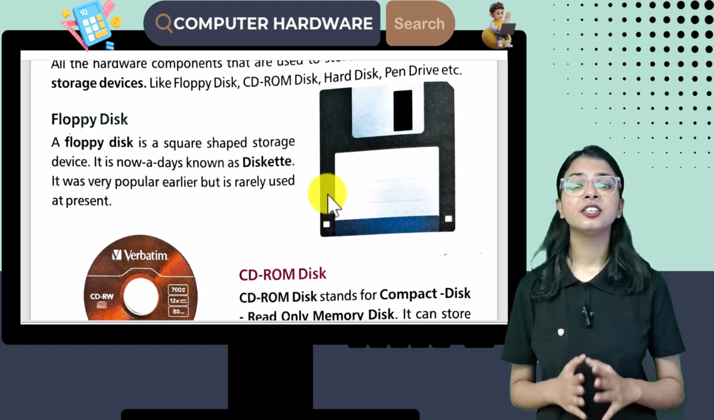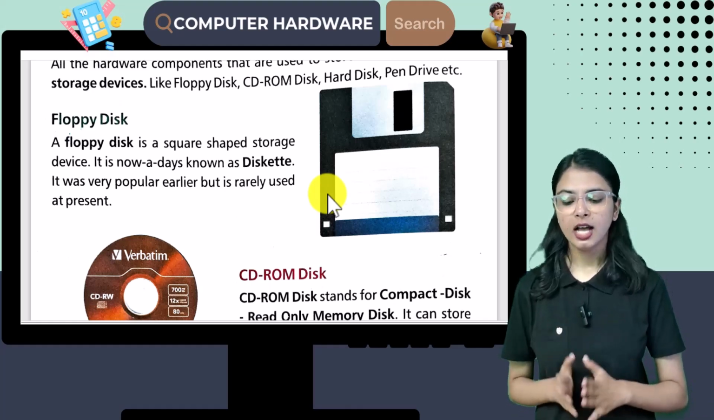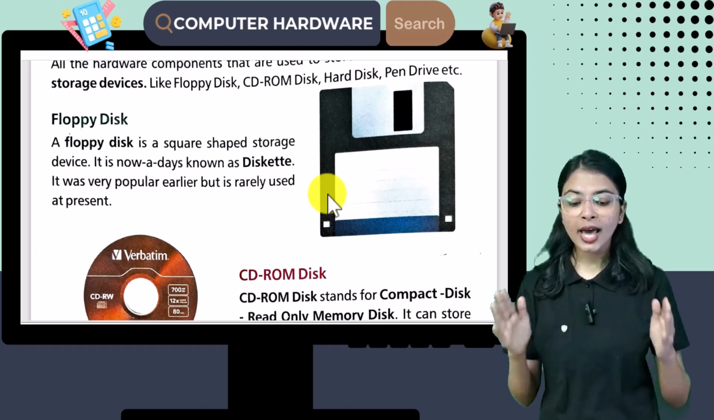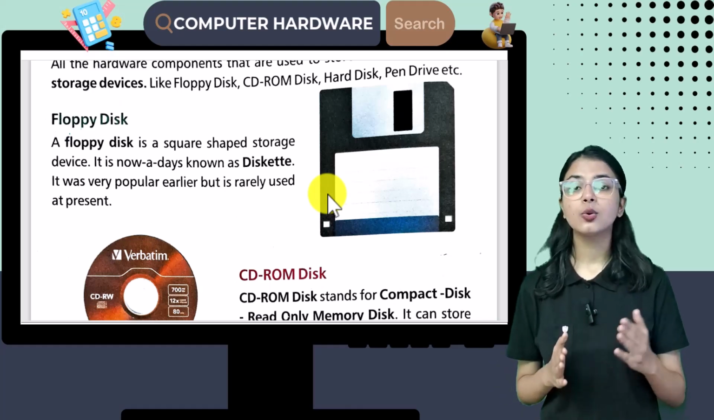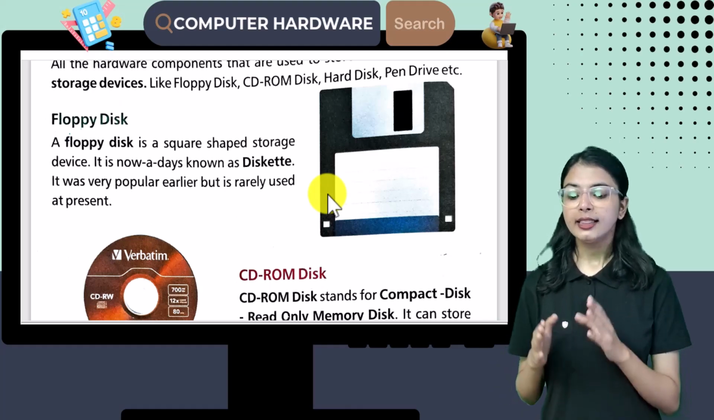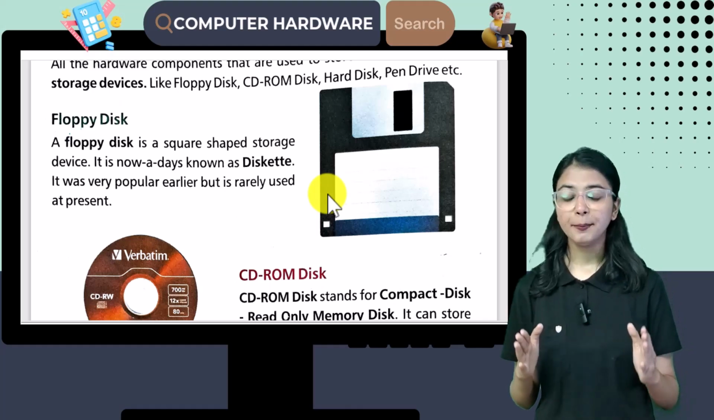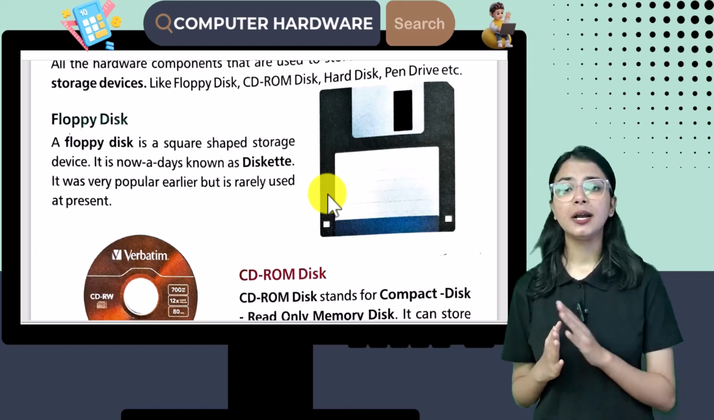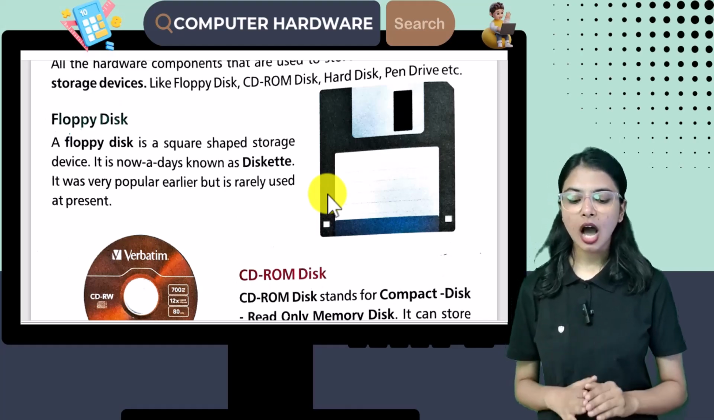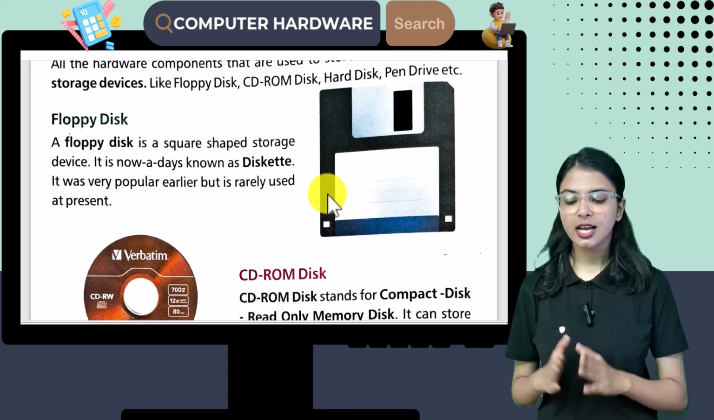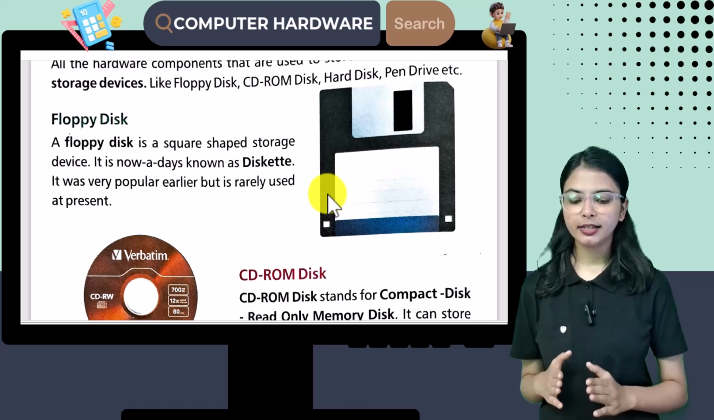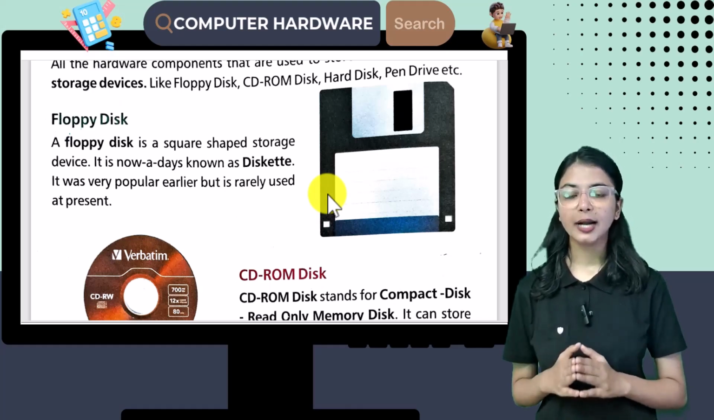your very first storage device is floppy disk. A floppy disk is a square shaped storage device. As you can see in the picture also, that floppy disk has a square shape and it is a square shaped storage device. It is nowadays known as diskette. It was very popular earlier but it is rarely used at present.